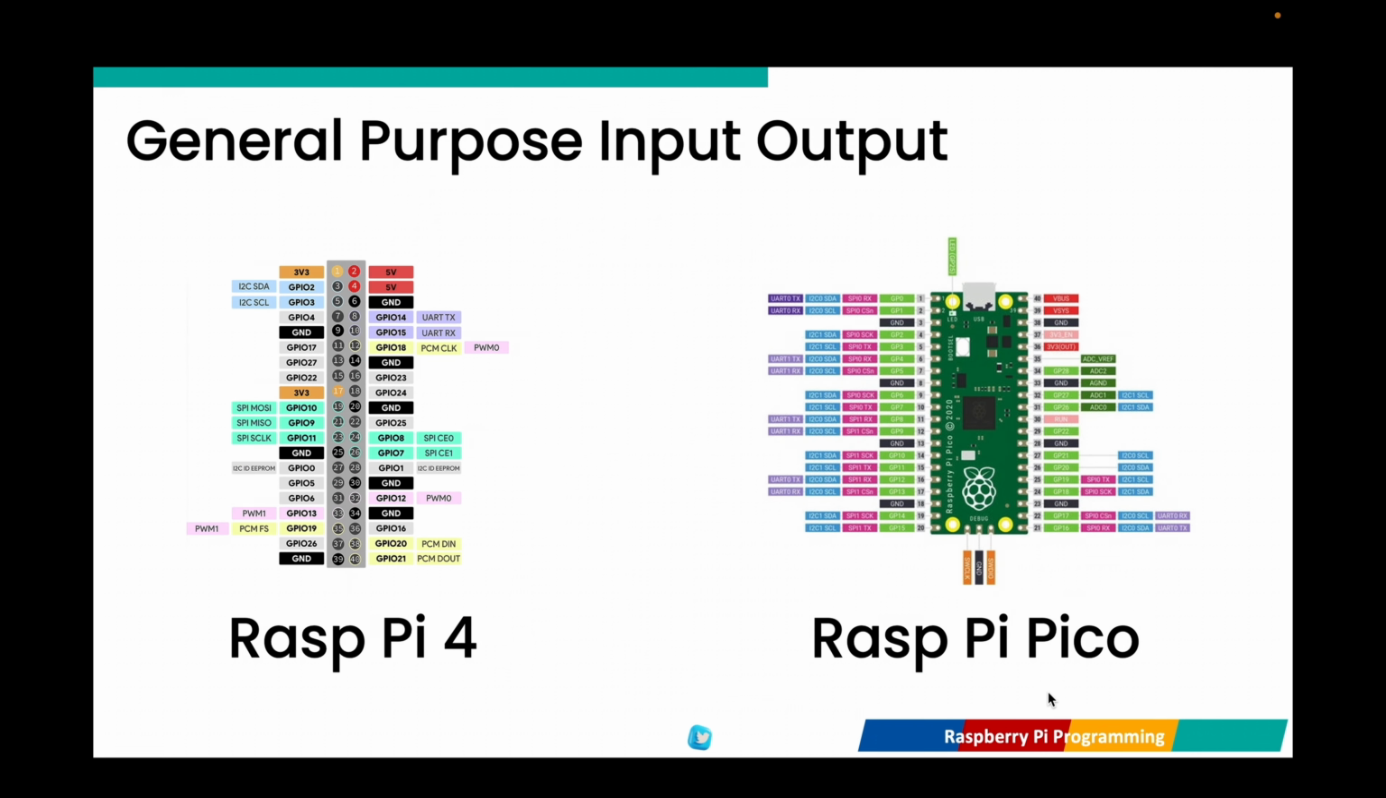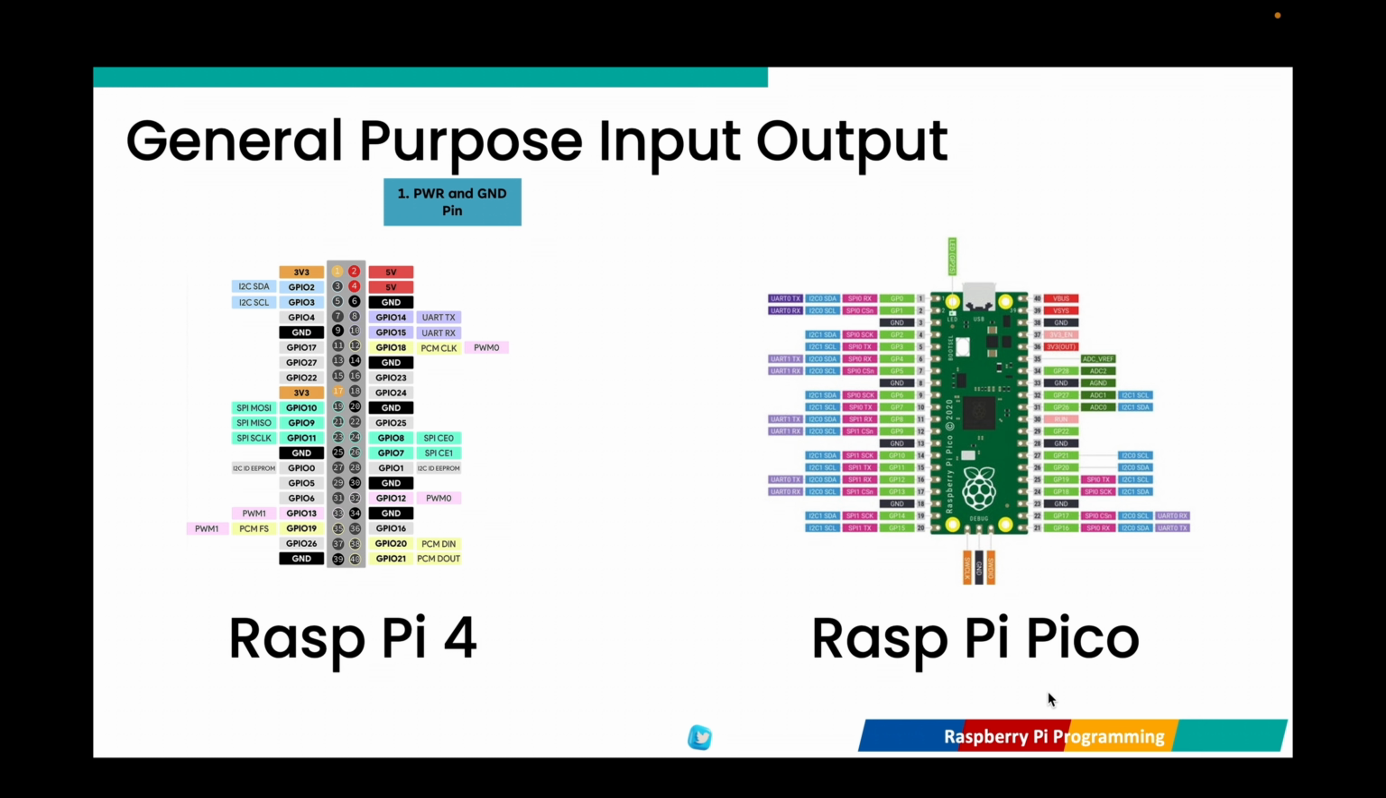Both the Raspberry Pi 4 and Raspberry Pi Pico feature GPIO pins, allowing them to interface with external components such as LEDs, sensors, and motors. Now, these GPIO pins are clustered into a couple of groups. The first one is the power and ground pins. Both boards provide power output pins to supply external circuits.